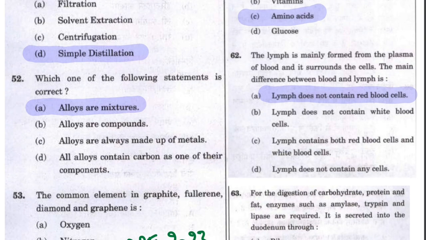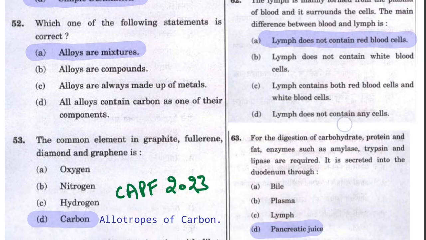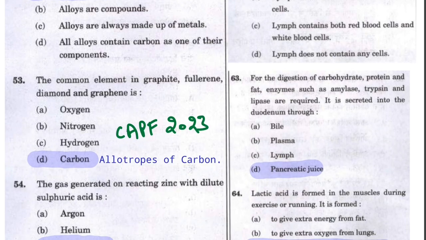And this is about the features of alloys. So alloys are mixtures. They are not compounds, and they are not always made up of metals only. They are also composed of non-metals. So alloys are mixtures. And the next question is: what is the common element in graphite, fullerene, diamond and graphene? So carbon. All four are allotropes of carbon.